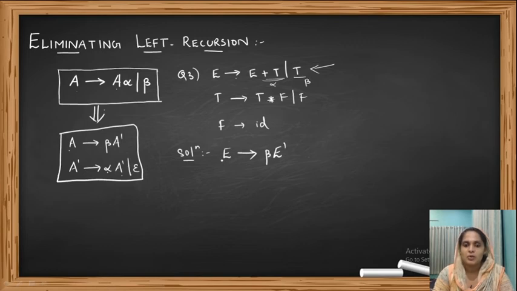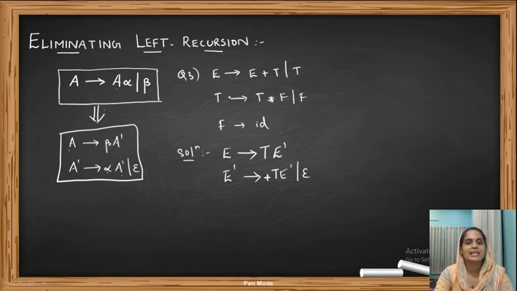So our production is E produces beta E dash. That beta is capital T, so we can write it as T E dash. And what is the value of E dash? E dash means alpha E dash bar epsilon, right? So what's the value of alpha? Alpha is plus T. So we can write it as plus T E dash bar epsilon, right? So we eliminated left recursion from our first production. Now let's move on to the second production.